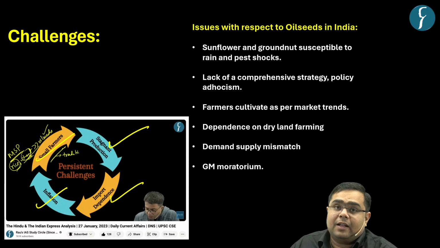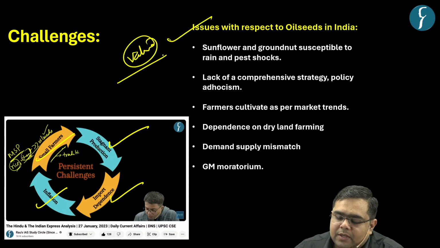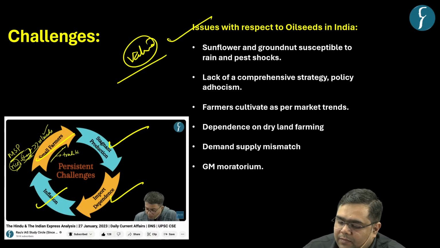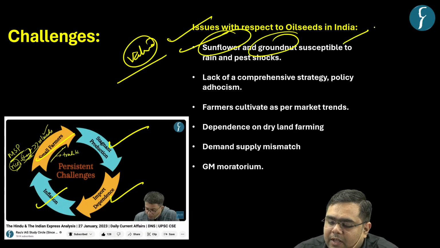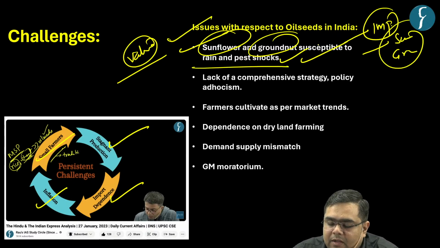So let us try to add value to your understanding. What are the other key issues when it comes to oilseeds in India? The first is sunflower and groundnut, which are considered primary, important cash crops, right? Sunflower and groundnut are susceptible to rain and pest shocks. So despite all our advances and the advanced fertilizers being used, these crops are still susceptible.